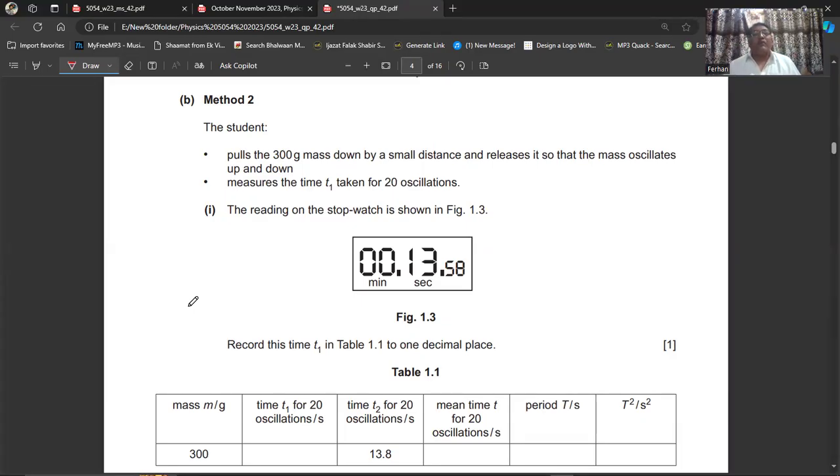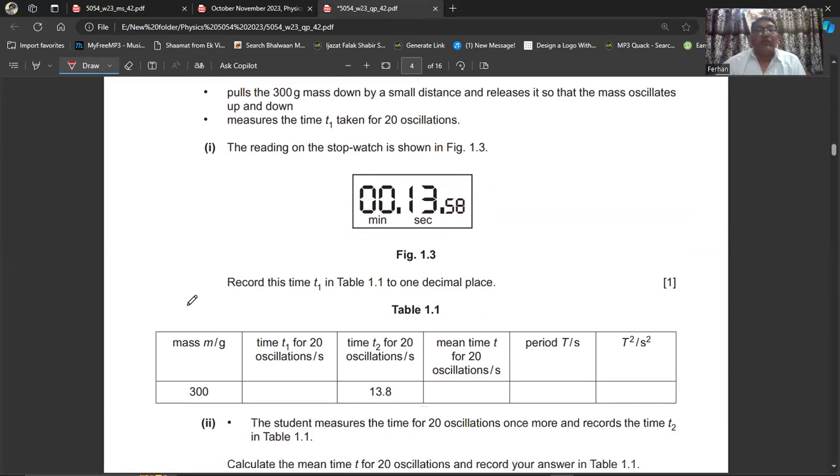The reading on the stopwatch is shown in figure 1.3, and the reading given is 13.58 seconds. Record this time t1 in table 1.1 to 1 decimal place. So you will note it down here, 13.58. Then this is the time t for 20 oscillations, 13.8. And then for the mean time of 20 oscillations, you will add up these two times and divide by 2. You will get the average time or the mean time for 20 oscillations.